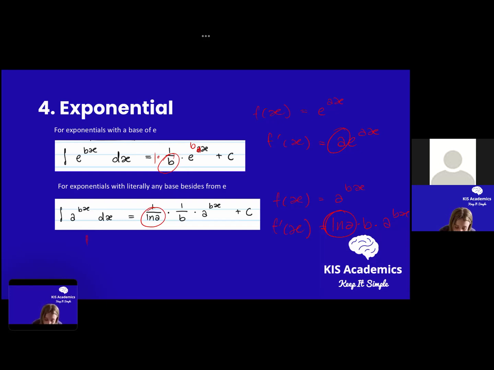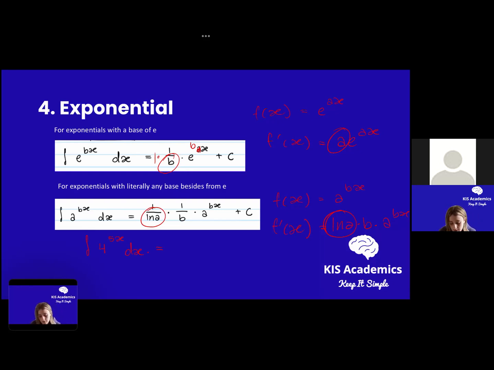So if we did the integral of 4 to the power of 5x dx, I'll give you a second to get a head start on me so that you can see if you know what you're doing here. Hopefully that's long enough for you to start thinking about what you would have written.